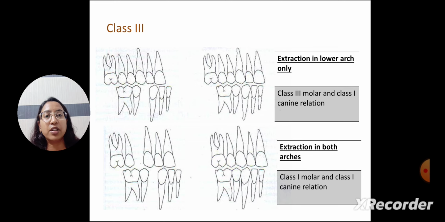So depending on the situation, again, we can have a combination of space gaining methods. That is, we can extract the teeth as well as do some amount of proximal stripping, or we can use expansion along with extractions. So the combination depends on how much space we are needing.